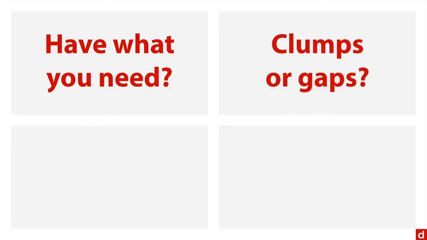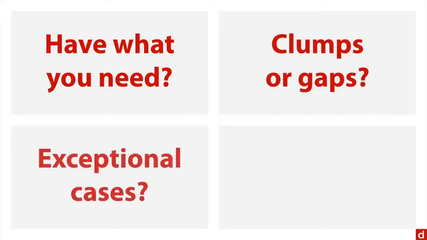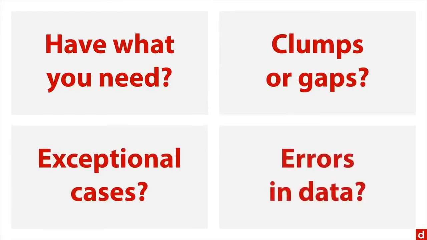So the questions you're trying to answer overall are, number one, do you have what you need? Do you have the variables you need? Do you have the variability that you need? Are there clumps or gaps in the distributions? Are there exceptional cases, anomalies that are really far out from everybody else, or spikes in the scores? And are there errors in data? Were there mistakes in coding? Did people forget to answer questions? Are there impossible combinations? And these kinds of things are easiest to see with a visualization that'll really just put it right there in front of you.